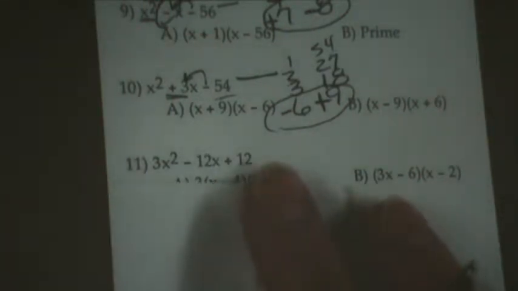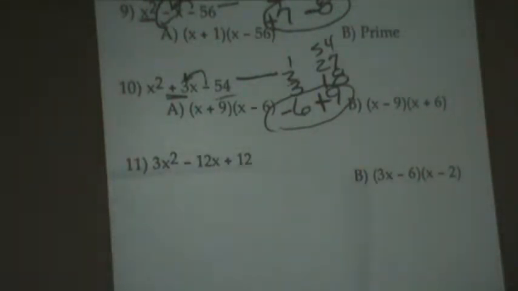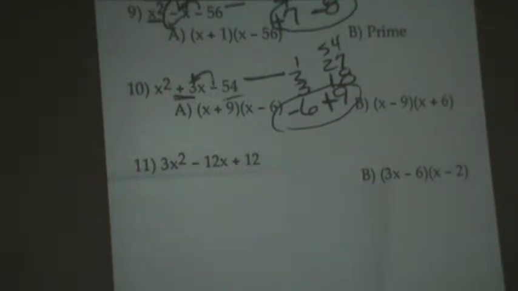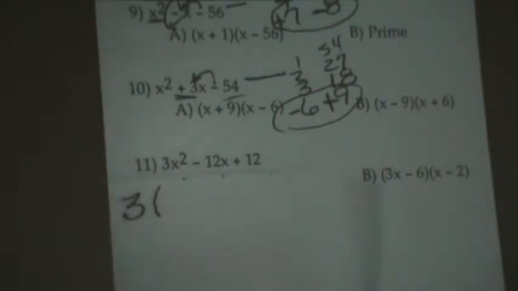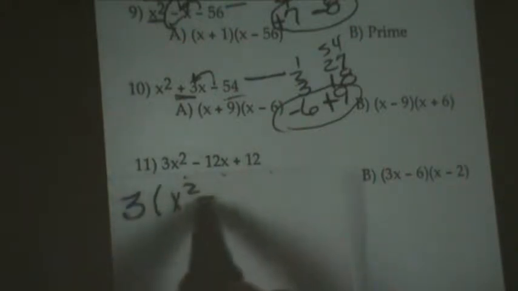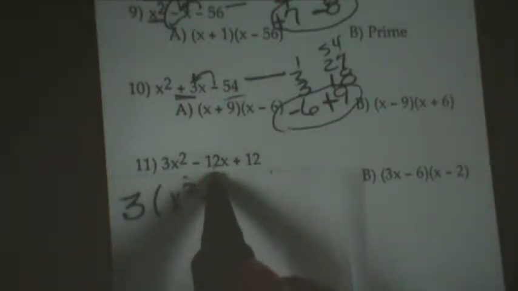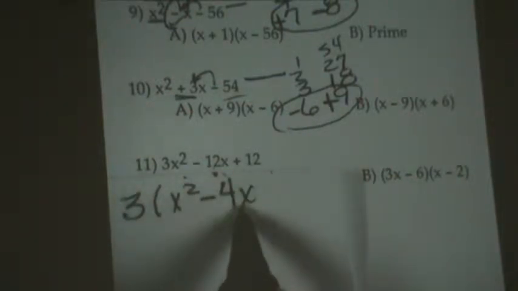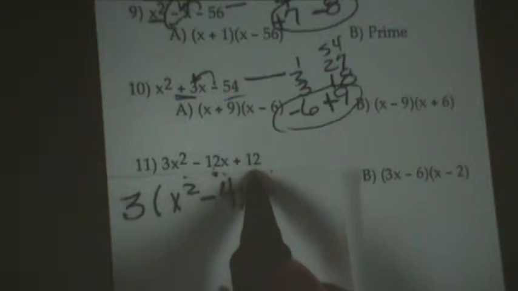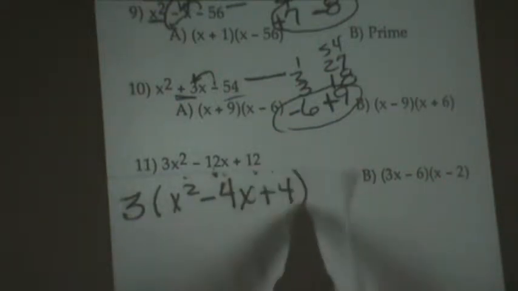Okay. This one, you don't just do the 2 terms right away. What does it have in common? 3? They don't all have x's though, right? So factor the 3 out first. So you have x squared minus what? 4. 3 times 4 is 12. X, and then plus what? 4.